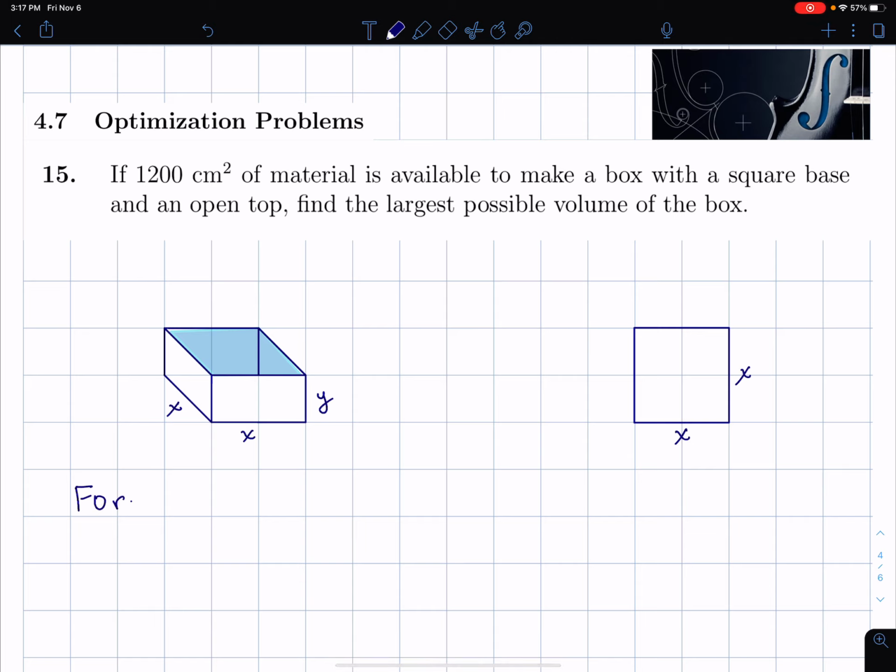So my problem solving steps are: if you can draw a picture, do it. Maybe a graph, something like that. So I did a picture, maybe I'll even improve upon it. Now, I'm going to write down the formula for volume.